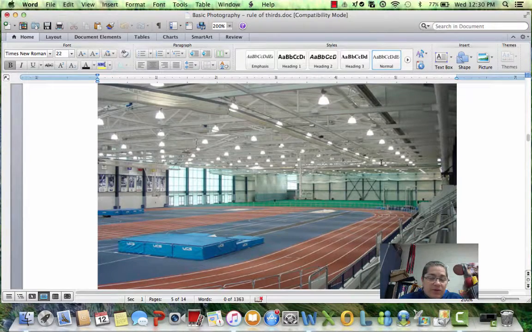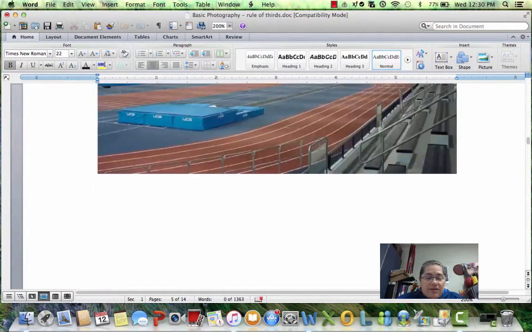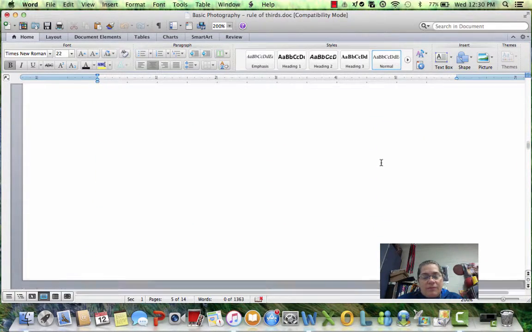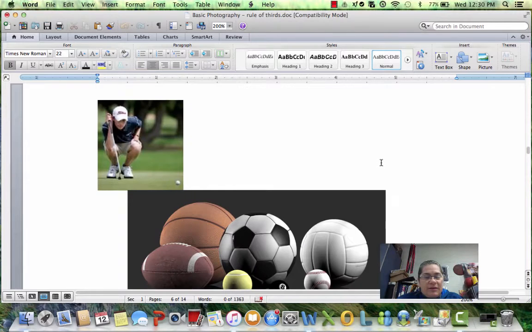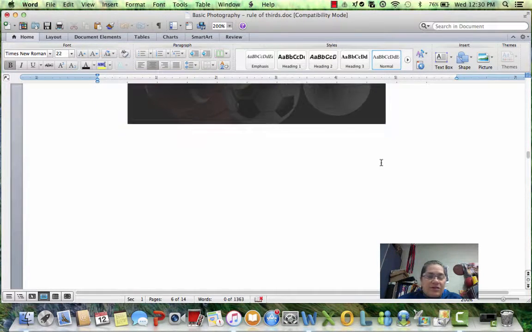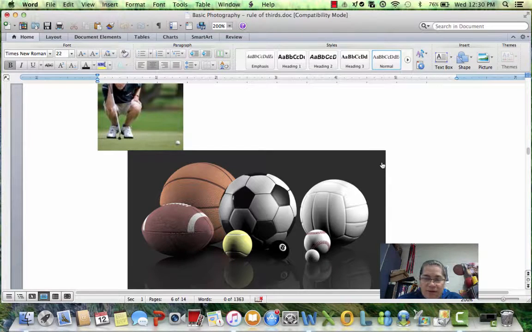And so we have some different photos. This gives you an idea of the color part, so they look a little bit better in color. Then we have some different sizes and some different pictures of different orientation of different things. Alright, so that's rule of thirds.